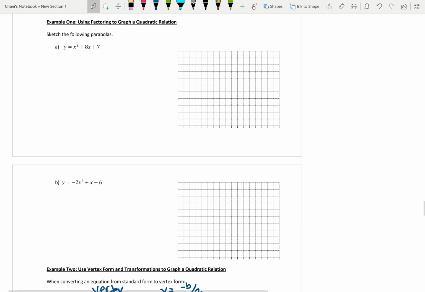So in these first 2 examples, we're going to use factoring to graph it. So this is a factorable relation because we have 2 numbers that multiply to 7 and add to 8. So x plus 7 and x plus 1. So that means my zeros are x equals negative 7 and x equals negative 1.